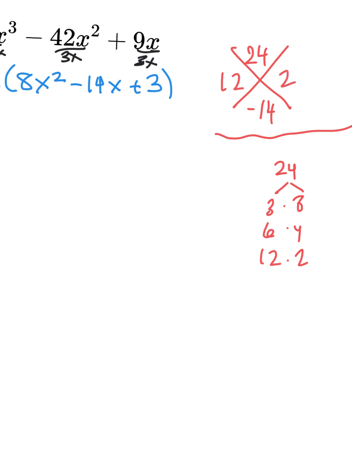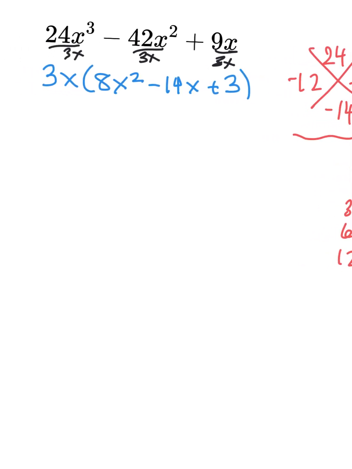Okay, so when I look at this, I need 12 and 2 when multiplied to equal 24, which it does, but 12 plus 2 does not equal negative 14. That means both of these need to be negative. Okay, so back over here, I'm going to write out my factors.